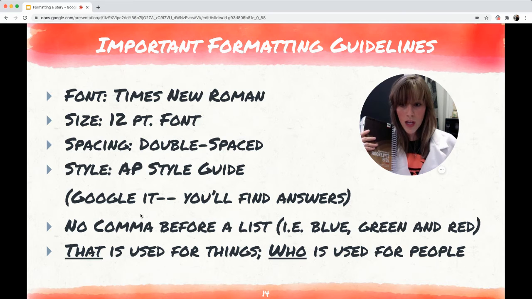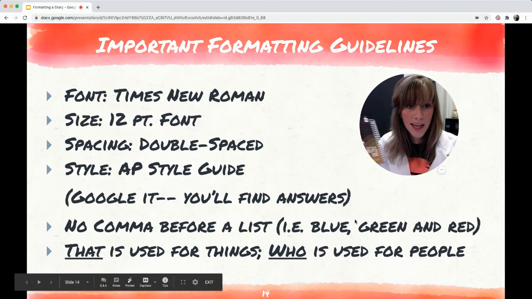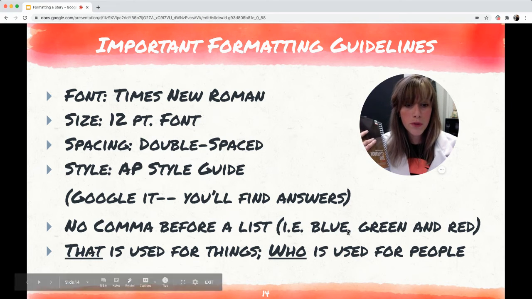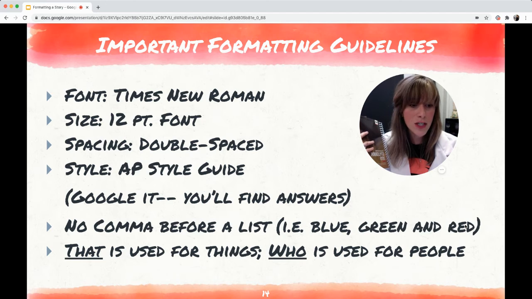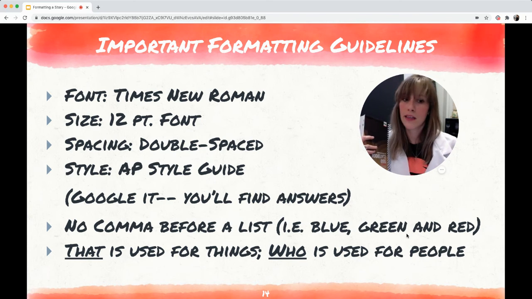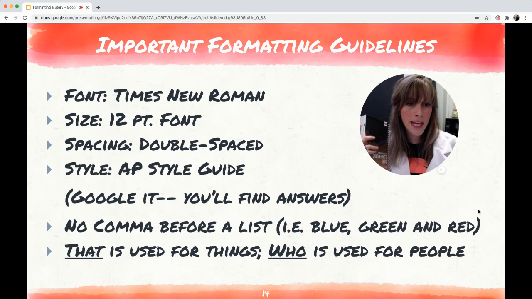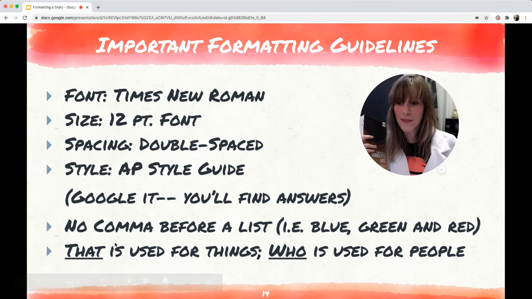Okay. You're not going to use a comma in a list of items where the Oxford comma usually goes. Watch my example. Blue, green and red. You're not going to put a comma before "and" like usual. That's called the Oxford comma. And I love it, but newspaper writing doesn't love it. Okay. So blue, green and red. Apples, oranges and bananas, right? Okay. Don't do it.